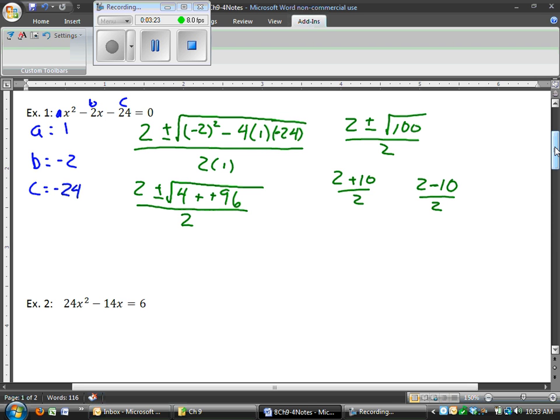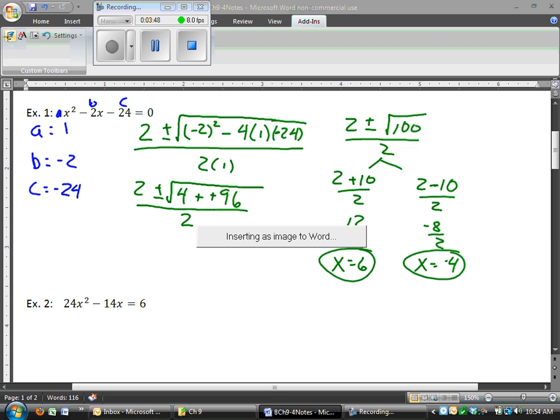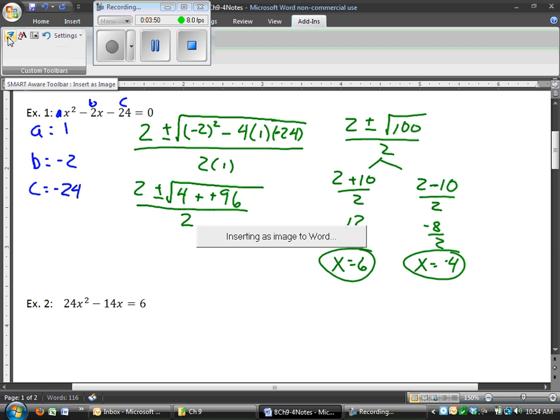Remember, a quadratic equation always has 2 answers. So right there is where we're getting our 2 answers: 2 plus 10 or 2 minus 10. This gives me 12 over 2. This is -8 over 2. And so one answer I get is x equals 6. The other I get is x equals -4. All right? That's the quadratic formula. Whew. Hope we caught that.